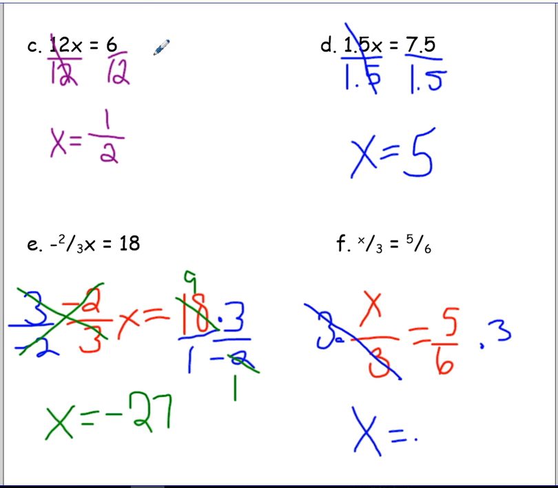And then let's put our 3 over 1. So we can think of 3 as the numerator. And notice 3 and 6 are multiples of 3. So 3 divided by 3 is 1. 6 divided by 3 is 2. So we're left with 5 times 1, or 5 on the top, and 2 times 1, or 2 on the bottom. So x equals 5/2 for f.